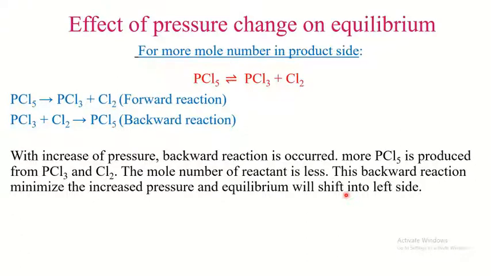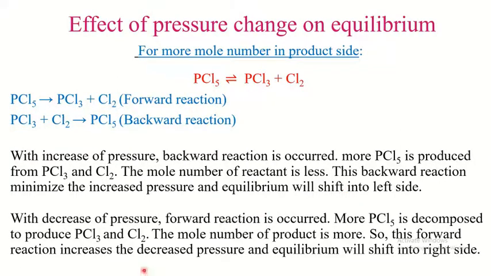And the opposite phenomenon will occur if pressure is decreased. If pressure is decreased, then forward reaction rate will increase because here on the product side there are more moles. So the decreased pressure will be increased by producing more product. So equilibrium will shift to the right side.